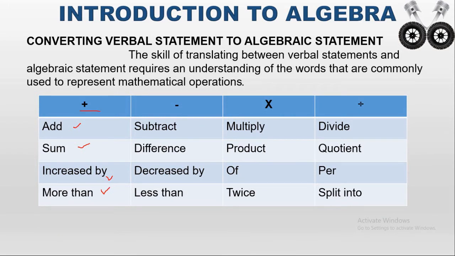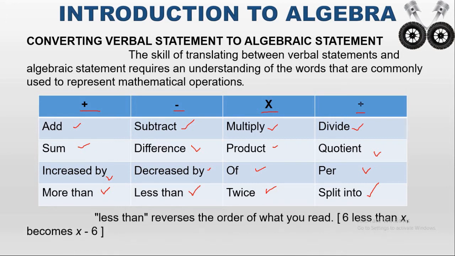If you see the words subtract, difference, decreased by, less than, then you have to use the operator subtraction. If you see the words multiply, product, of, twice, thrice, then you have to use the operator multiplication. If you see the words divide, quotient, per, split into, then you have to use the operator division.